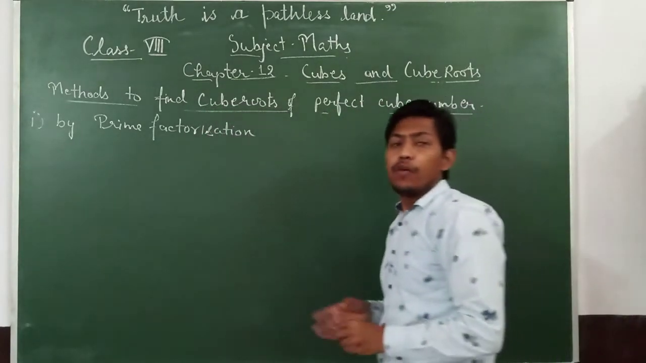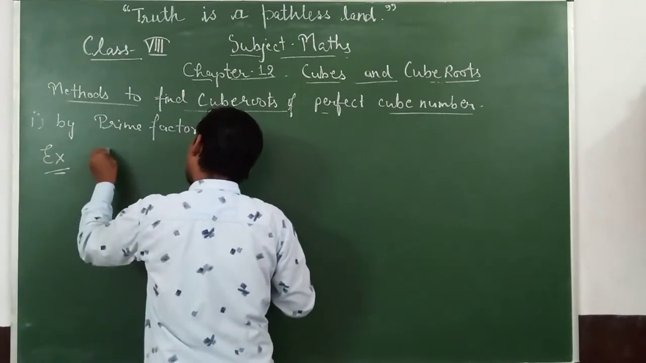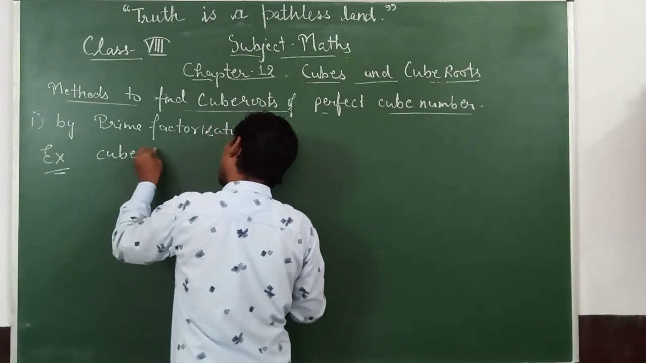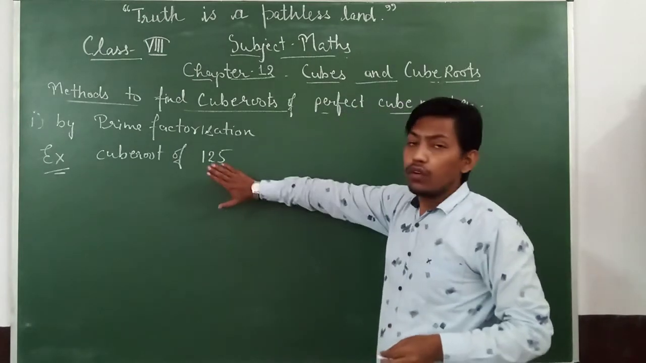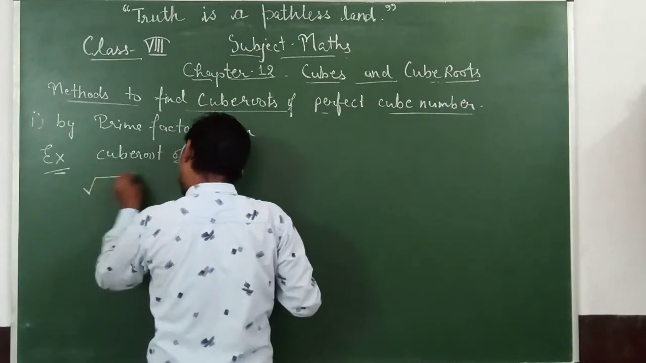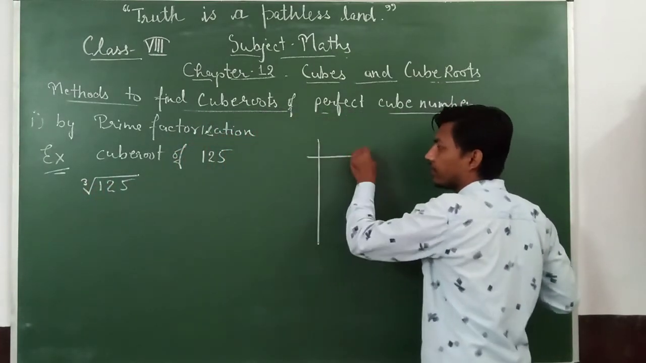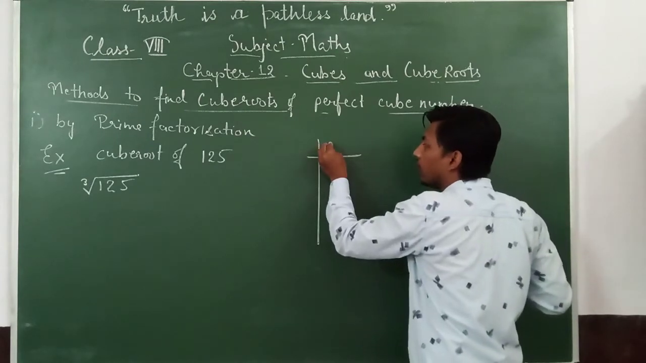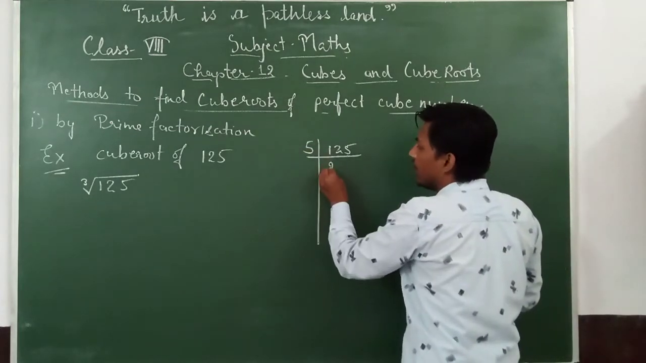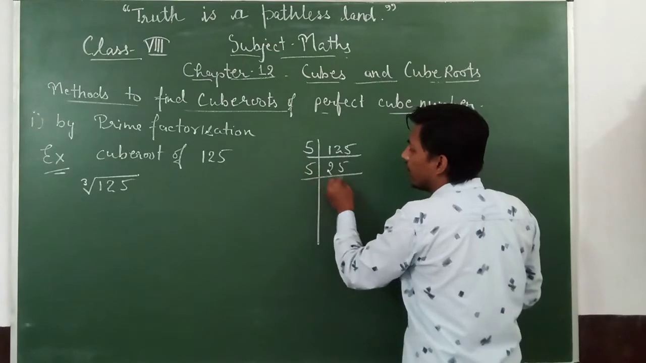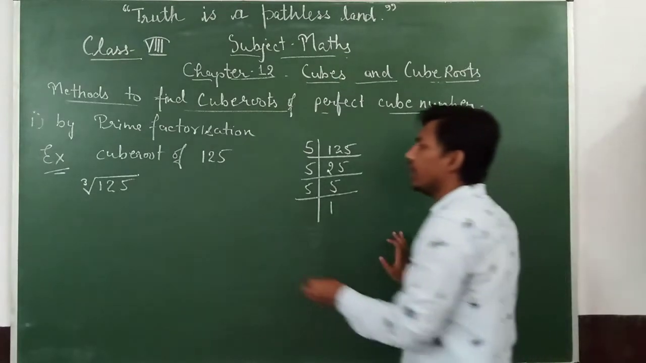Let us find the cube root of 125. It can also be written as cube root of 125. Find the prime factors. 125: the unit digit is 5, so we can divide it by 5. 5 twos are 10, 5 fives are 25. 5 fives are 25. 5 ones are 5. Prime factors of 125 are 5 three times.